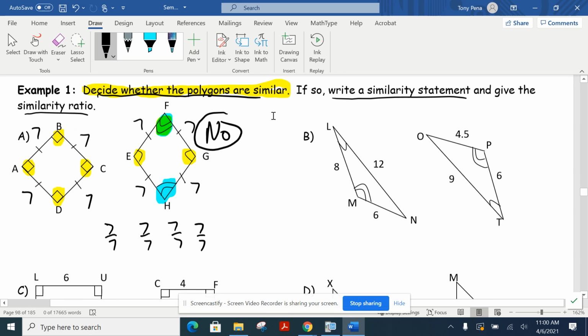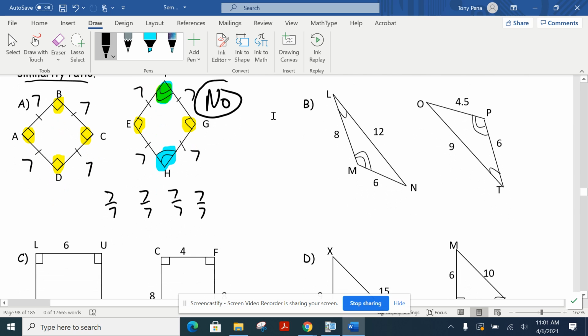All right, go to letter B. Let's see where we're at. Try letter B real quick. And we'll see if the same thing happens in this period that happened first period.